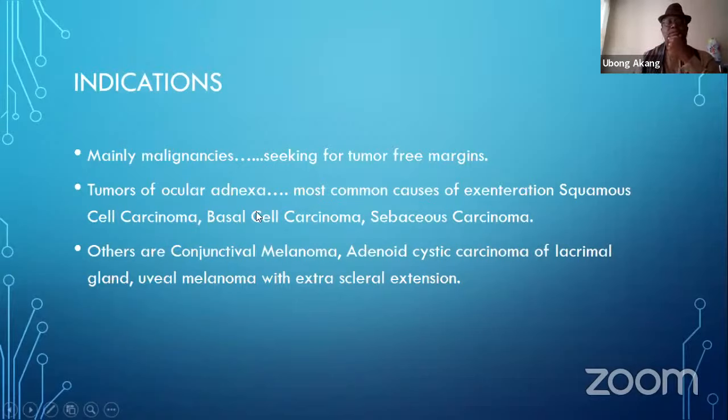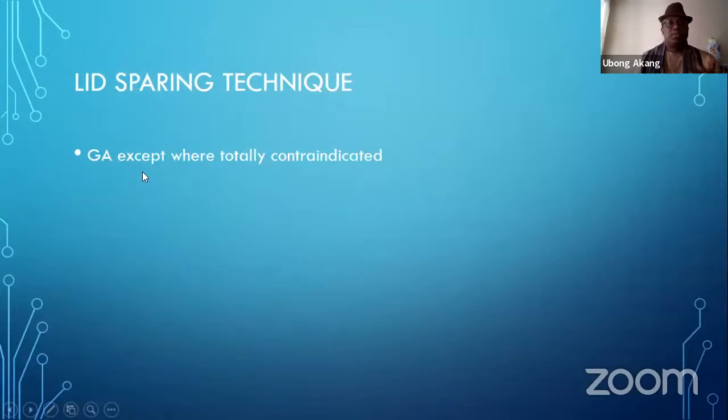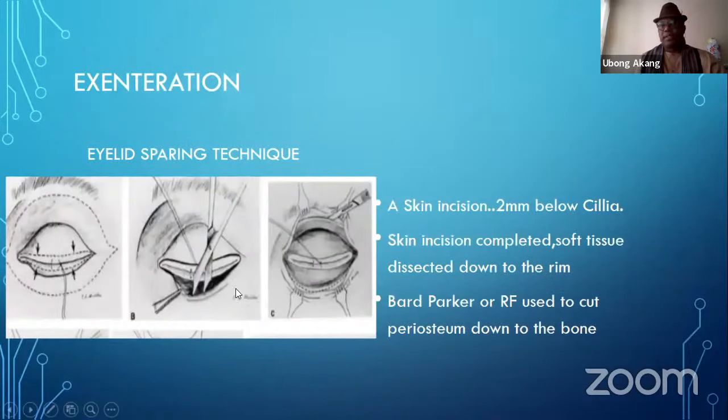But these are the common ones you can see: squamous cell carcinoma, basal cell carcinoma, sebaceous carcinoma. Others are conjunctival melanoma, adenoid cystic carcinoma of the lacrimal gland, uveal melanoma, and so on and so forth. We use GA except where it is totally contraindicated. GA is the anesthesia of choice.